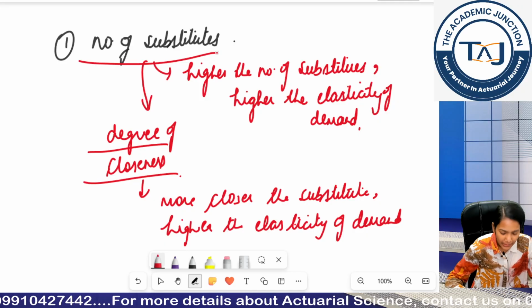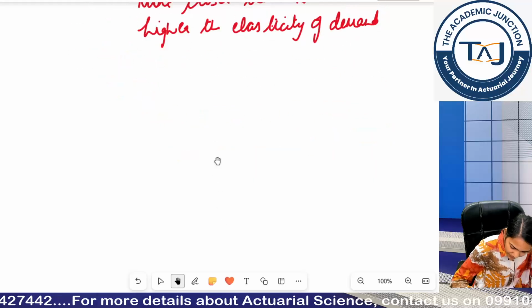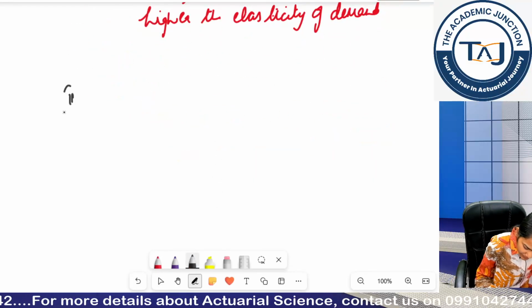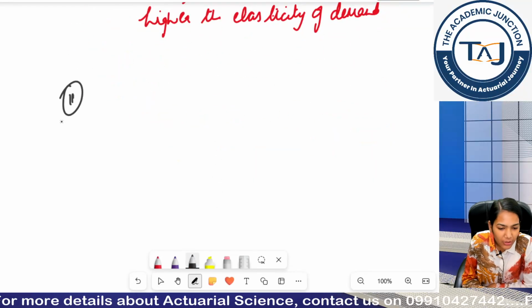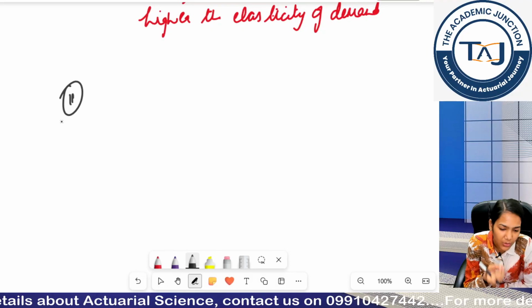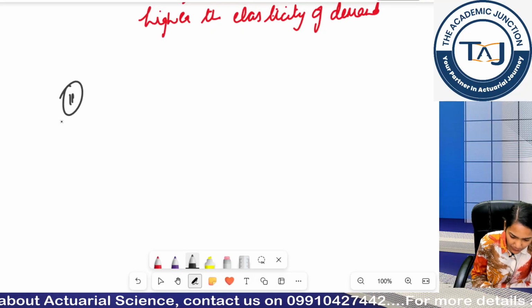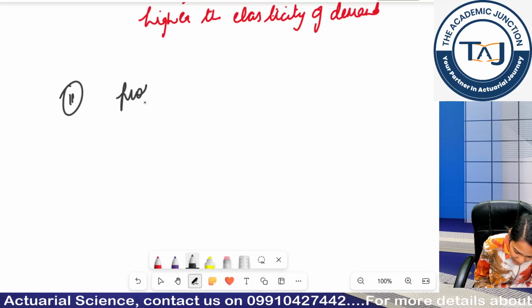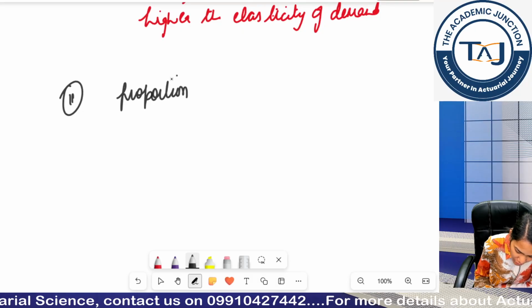Okay, moving forward. Even if you are not noting it down, just understand the concept, because you are provided with the notes, so you can go through them. The second determinant can be the proportion of income spent.